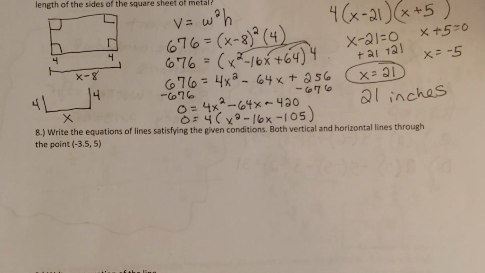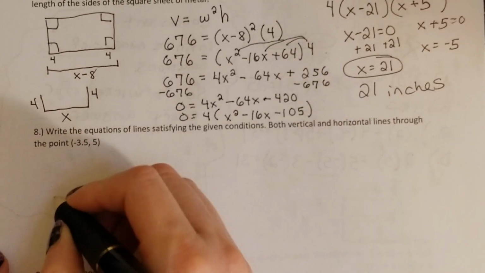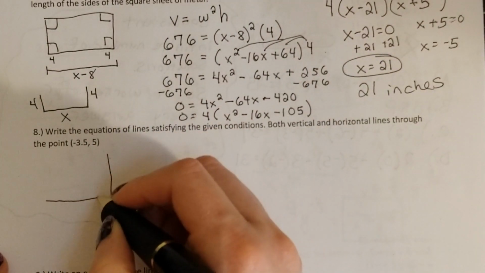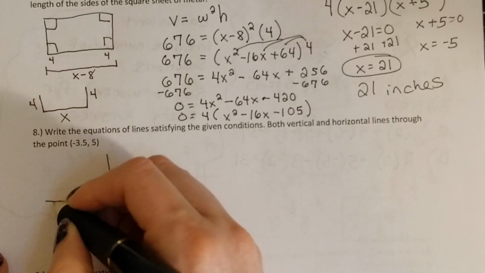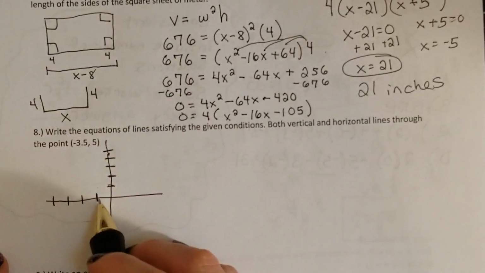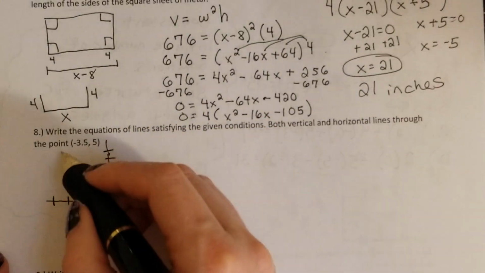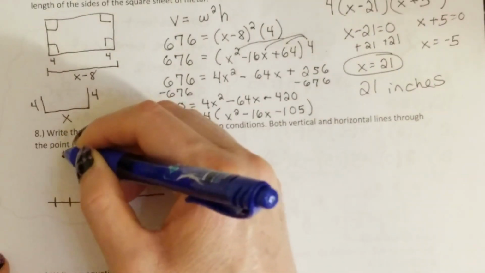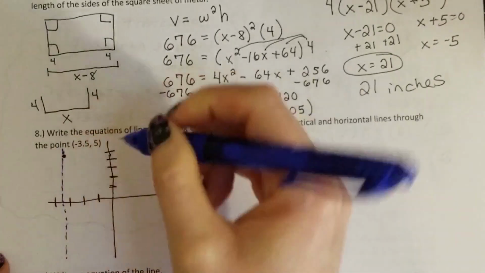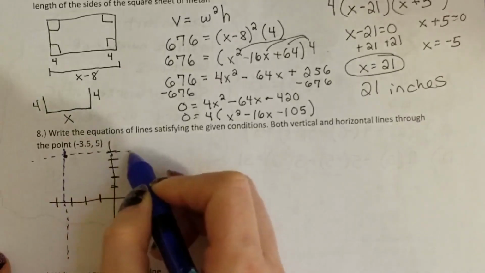Okay, question number 8. Write the equation of the lines that satisfy the given conditions, both vertical and horizontal lines, through the point (-3, 5). This problem might sound confusing, but it's probably one of the easiest problems on the entire test. Okay, so we're just going to start with plotting that point. So we have -3 and up 5. I didn't do a very good job drawing that point. It's going to go through here and through there.